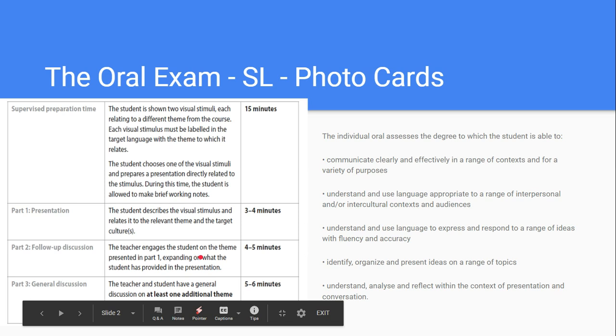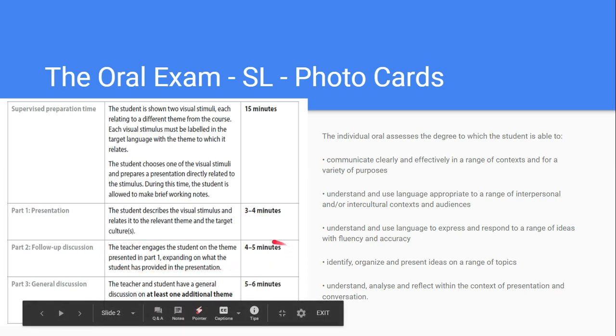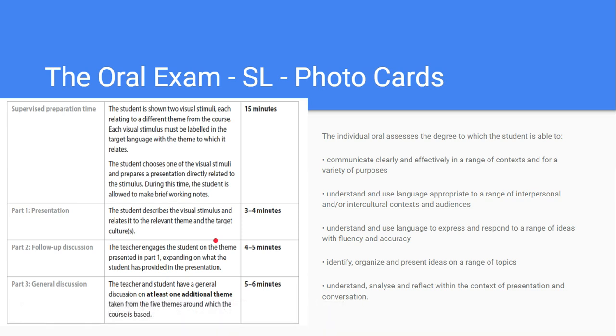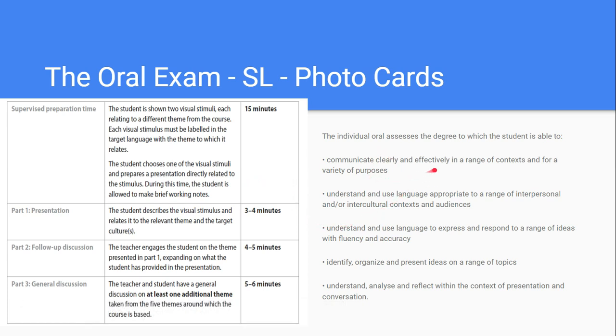The teacher engages the student on the theme. So basically you do your presentation, and after that you are debriefing, answering questions about the topic that you have covered in the card itself. Then the teacher engages in a general discussion, talking about one different theme from the course.